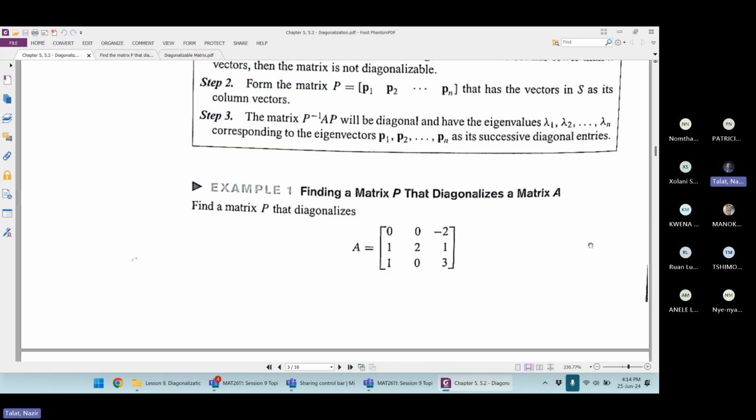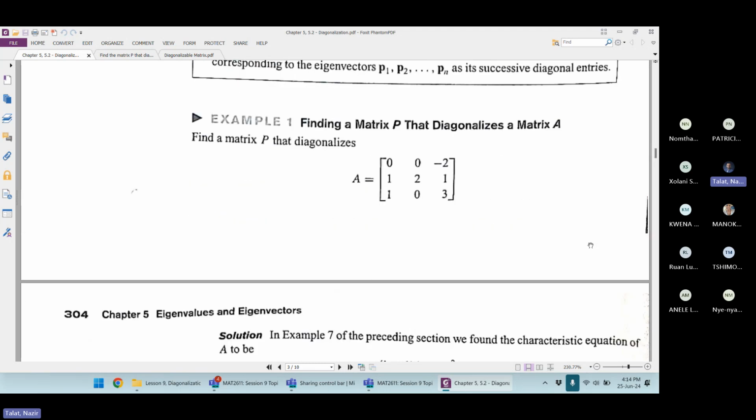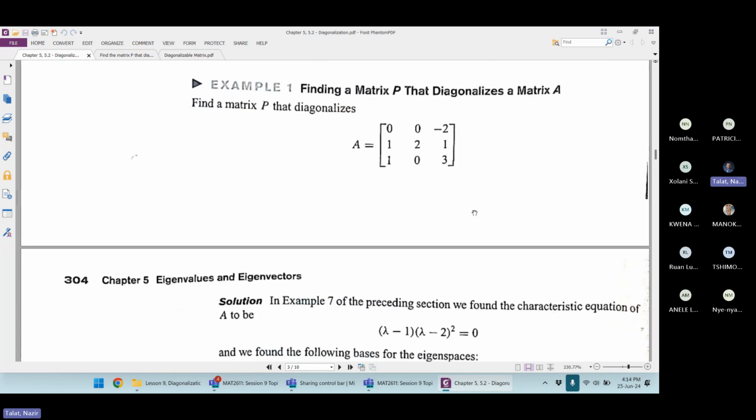lambda n. For instance, if we have a given matrix A, we need to check whether this matrix is diagonalizable or not. If it's diagonalizable, how to diagonalize it and how to find a matrix P which is invertible, such that P inverse A P is equal to D, and it will solve many things for us.